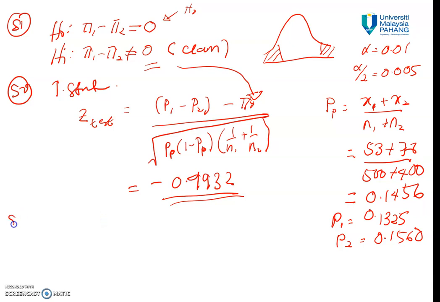So step number 3 is the critical value. Since you use the Z test, which table will you refer to? The Z table.